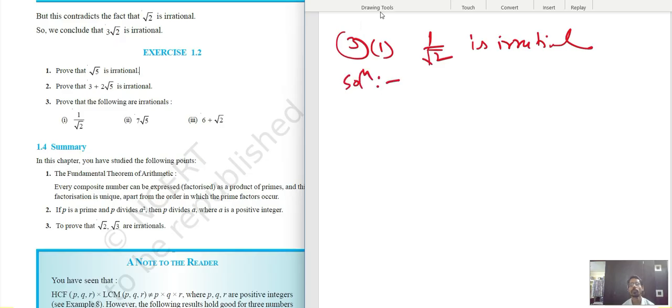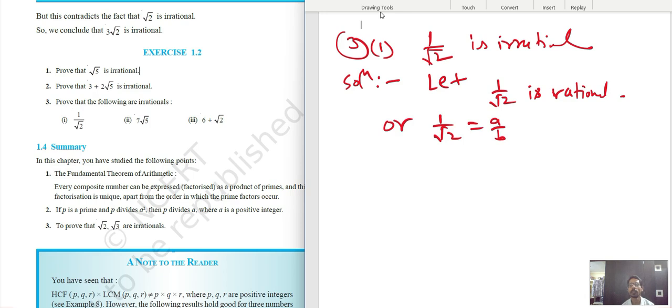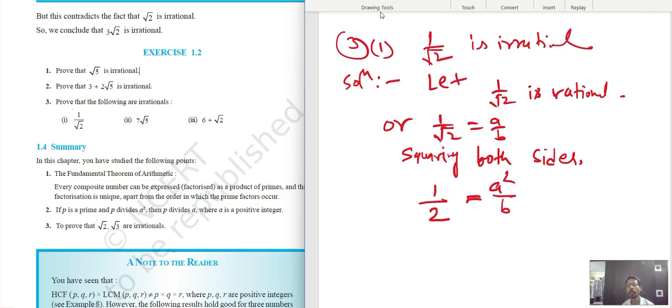So in the solution we will write, let 1 by root 2 is rational. So we can write 1 by root 2 is equal to a by b. If root is there, squaring both sides. One square is 1, root 2 square, both root and square will cancel each other, a square by b square. Okay. Now if 2 will go there, b square will come there, b square by 2 is equal to a square.